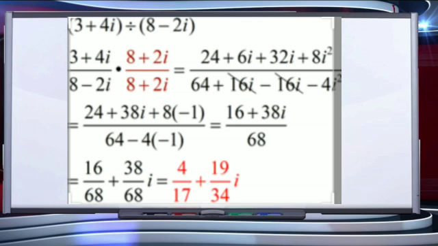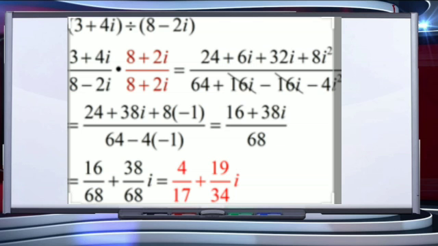Suppose we need to divide 3 plus 4 iota by 8 minus 2 iota. So first we will write it in the numerator over denominator form, that is fractional form. So 3 plus 4 iota whole divided by 8 minus 2 iota. Next we are going to multiply it with the conjugate of the denominator. So the denominator conjugate will be changing iota to minus iota, that reduces to 8 plus 2 iota over 8 plus 2 iota. So next we will do the multiplication on the numerator and denominator separately.